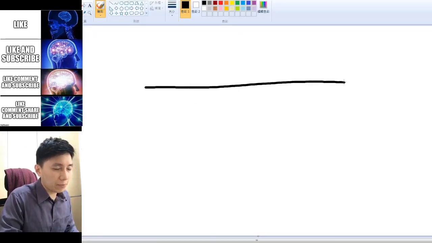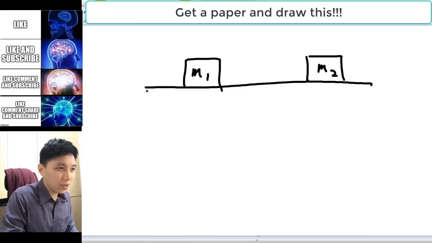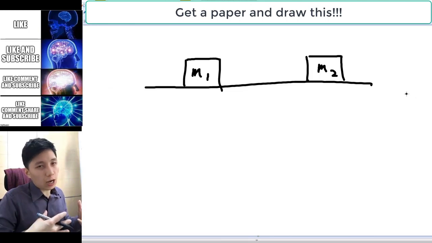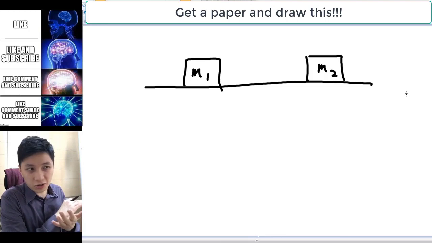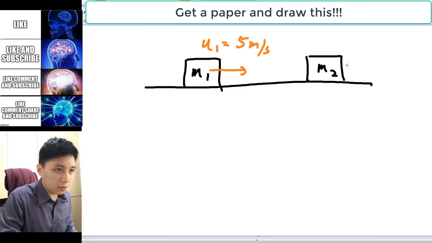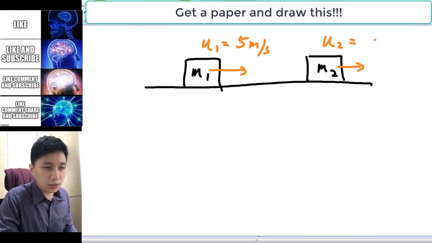Alright, let me give you one more example, and so you can try it out and see if you understand what we learned. So let's say we got 2 blocks. Just make it simple this time. The surface here is going to be frictionless. Okay, so that fulfills what we mentioned about the assumption earlier, that there's no external force in this system. And so in this case, let's say m1 is moving at a certain speed, let's say 5 meters per second, and also m2 is moving also to the right but slower, let's say 1 meter per second.